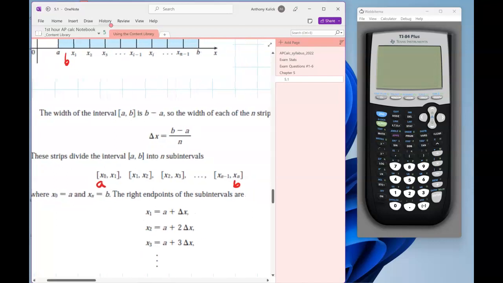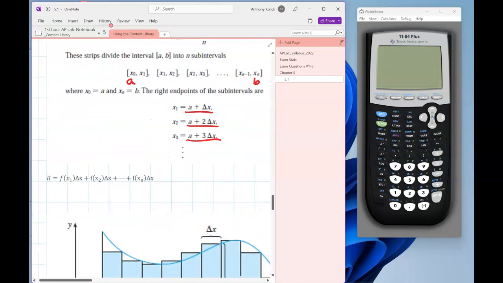Now, here's the nice part about how we've divided these subintervals. Since these subintervals are all equal size, I know that x1 is just a plus a delta x, and x2 is going to just be a plus 2 delta x's, and x3 is going to be a plus 3 delta x's, right? We added one of those to a to get to x1, we add 2 of those to get to x2, we add 3 of those to get to x3. Everybody kind of see what the notation is here?